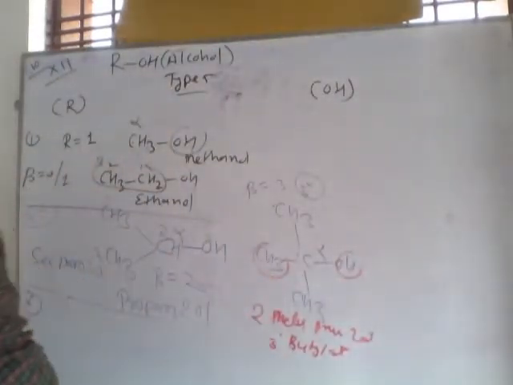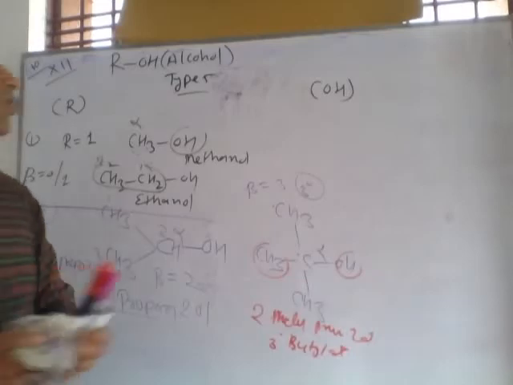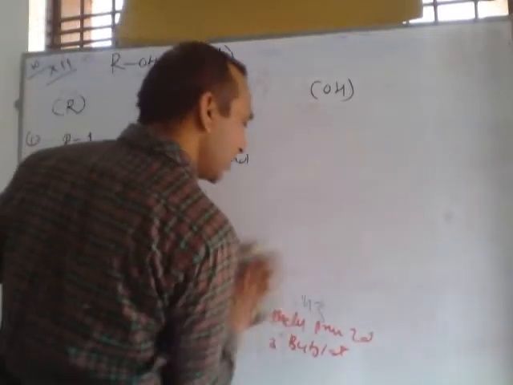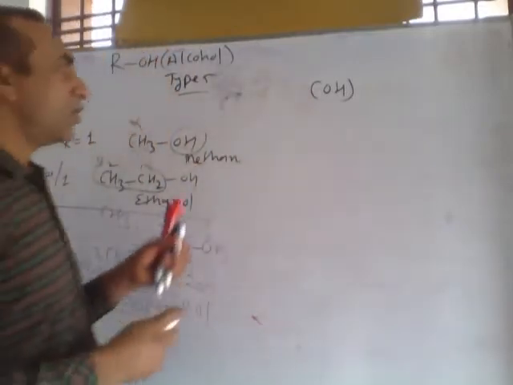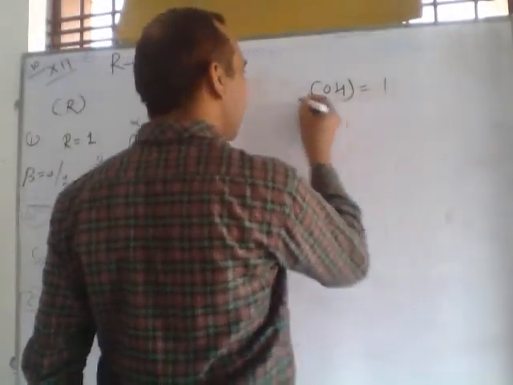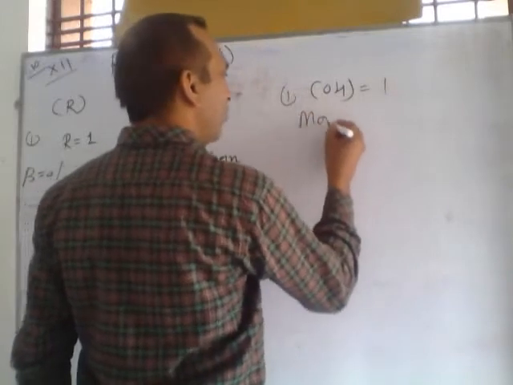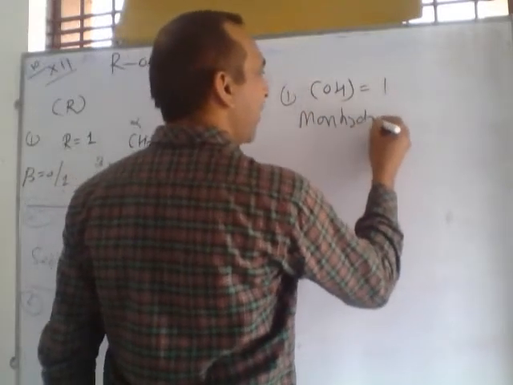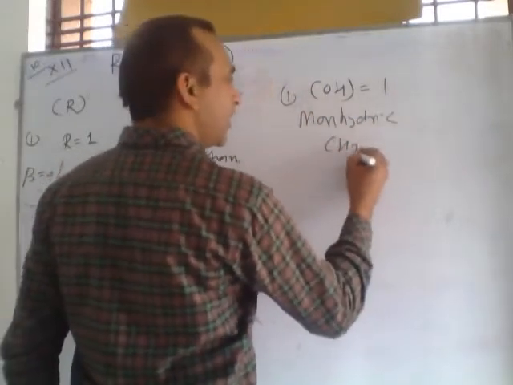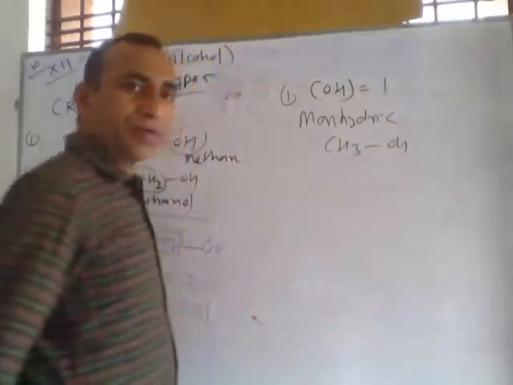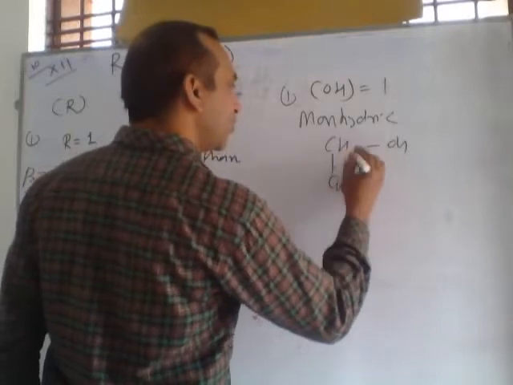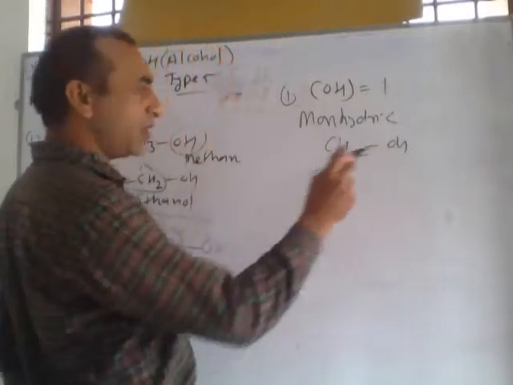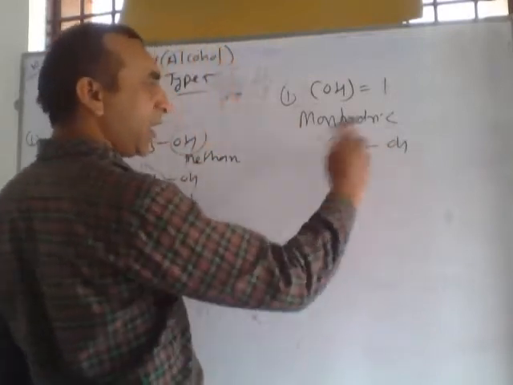Listen. On the basis of the OH group, alcohol may again be of 3 types. First, if OH is one, it is called monohydric alcohol. Suppose this is CH3OH, this is monohydric. If I write here CH3CH2OH, this is also monohydric because in this compound OH is one. This is called ethyl alcohol.